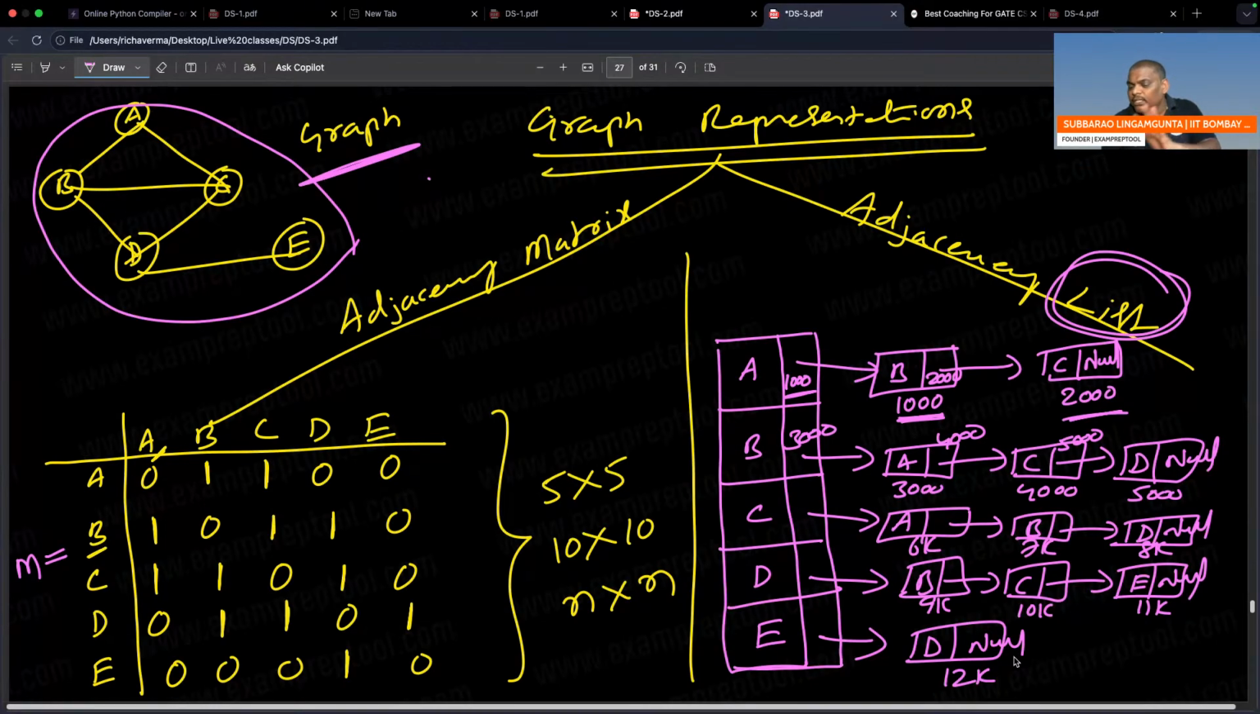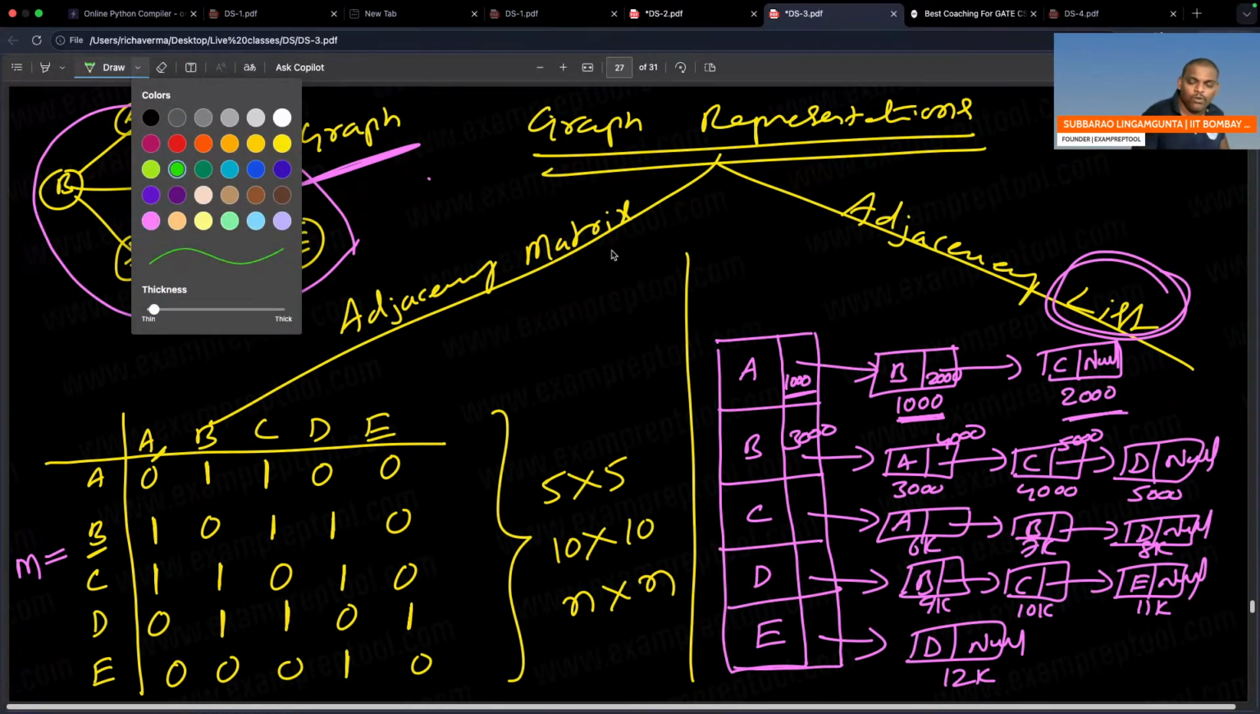Matrix format and list format. What is a list? A's adjacent people are kept in a linked list and connected. B's adjacent people are kept in a linked list and connected. C's adjacent people are kept in a linked list and connected. Sir, I don't know much about linked lists. You will see it in the linked list chapter. Roughly I have written it. E adjacent is only D. Now observe.